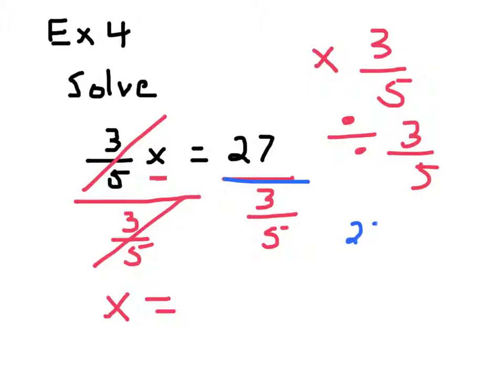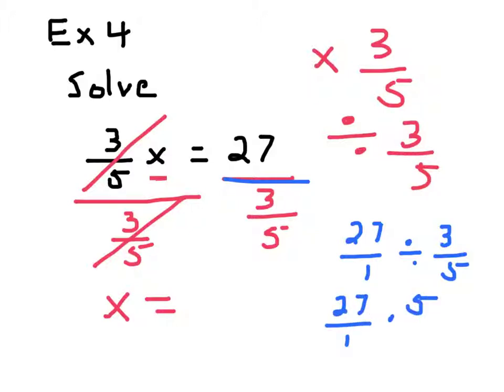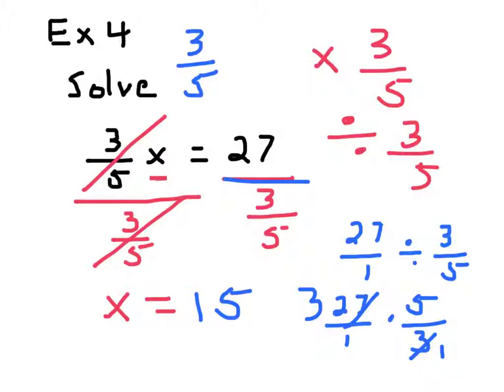Let's see, 27 divided by 3/5. Now here I'm using the old-fashioned division symbol just to show you how your thinking process should be. So 27 times 5/3, right? Now I can cross cancel, divide them both by 3, and we get 9 times 5, or in other words 15. So supposedly if I check this, I should be able to take 3/5 times whatever x is, 15, and that should give me 27.